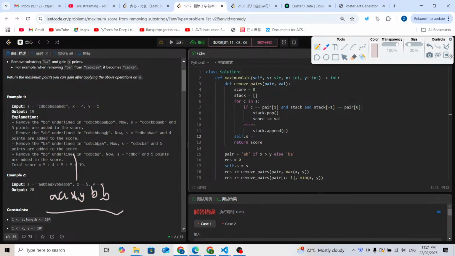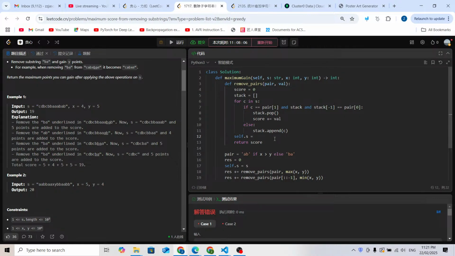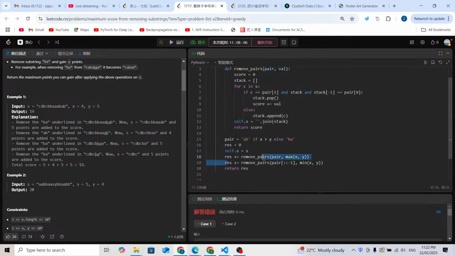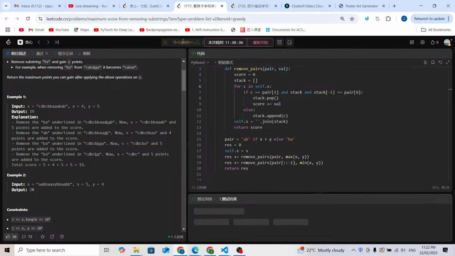So I forgot to update the self.s. It's going to be empty, joined with the stack. Because after the first pass, everything inside the stack, I'm going to turn it into a global string, and for the second pass, I'm going to still use it. So from here, I'm going to use the self.s, because from here, I've already turned it into a global variable for the string. Now let me just run it. As you can see, it works.